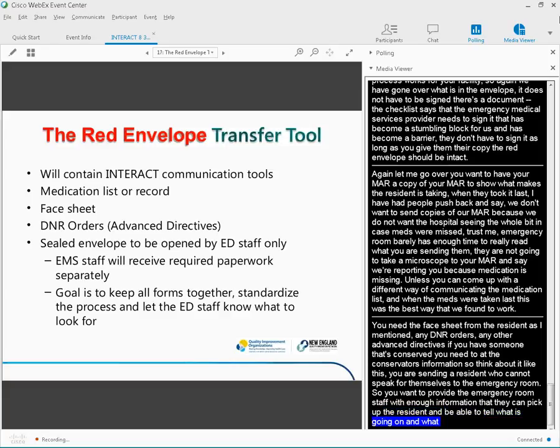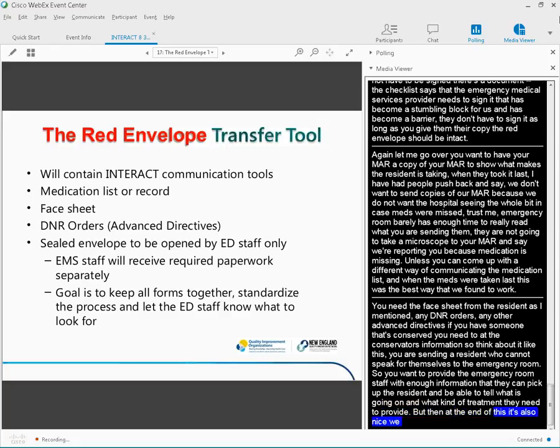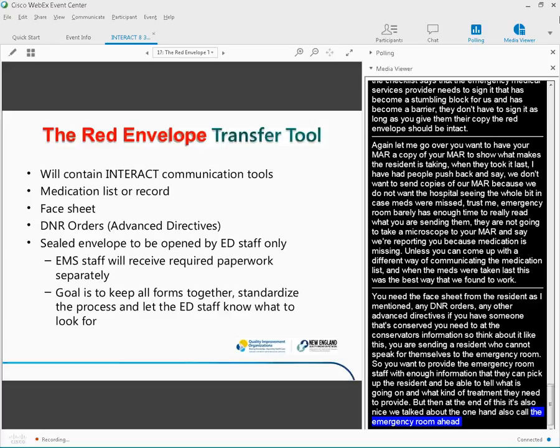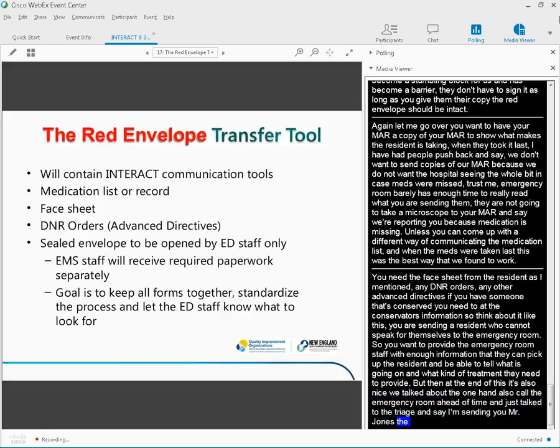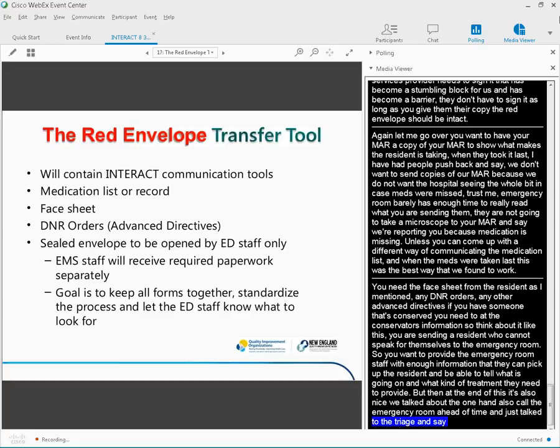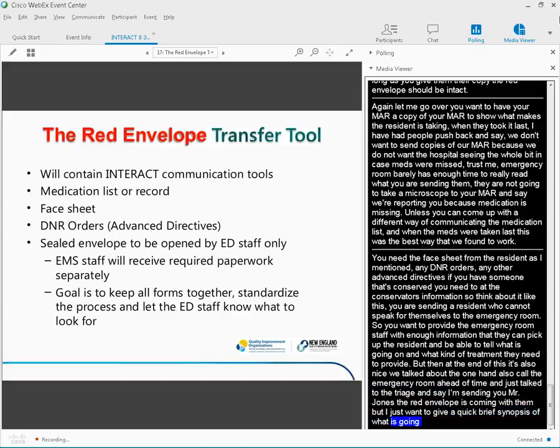But then at the end of this, it's also nice, we talk about that warm handoff, so call the emergency room ahead of time and just talk to the triage and say, I'm sending you Mr. Jones, the red envelope is coming with them, but I just want to give you a quick, brief synopsis of what's going on. It's all about communication and making sure that we are all on the same page.